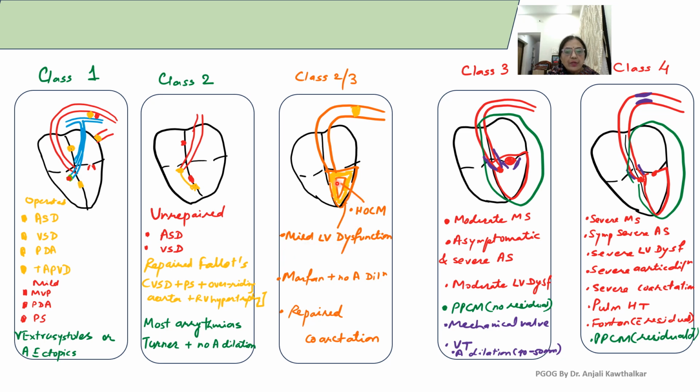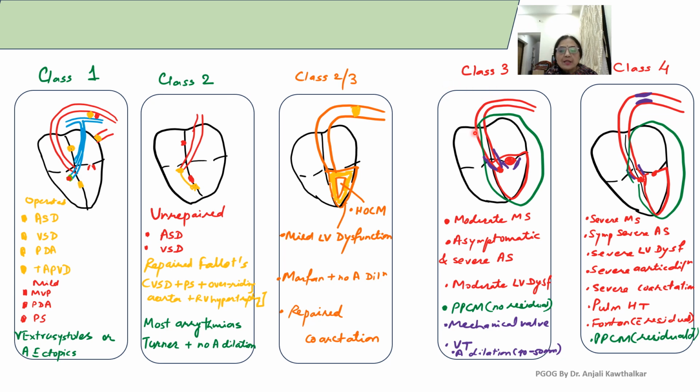Second is mild left ventricular dysfunction, which was till now left ventricle is functioning normally, class 1, class 2. And left ventricle dysfunction is starting in class 2/3. So mild left ventricle dysfunction, HOCM, Marfan with no aortic dilation and repaired coarctation of aorta. All these four are coming in 2/3.